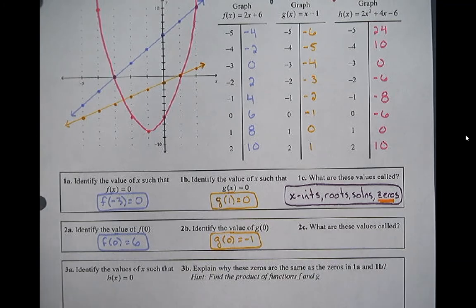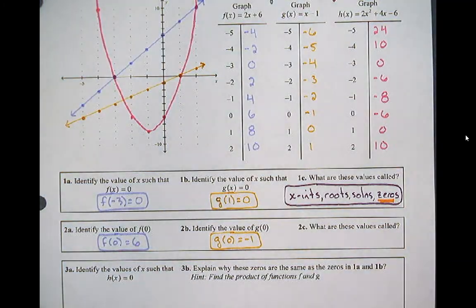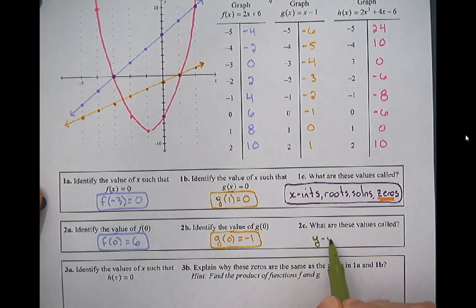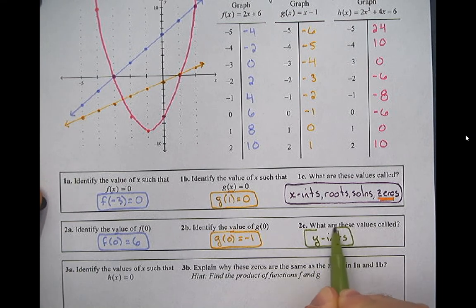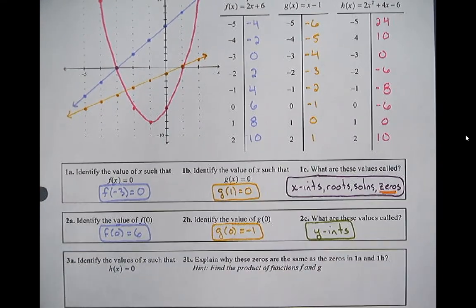What do we call these? These are values that you should know. You should already know the name for these. They only have one name, nothing special. What do we call these? We call these y-intercepts. Sometimes you might hear them called initial values, but that's pretty rare.